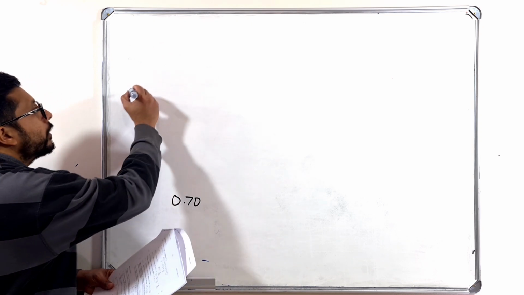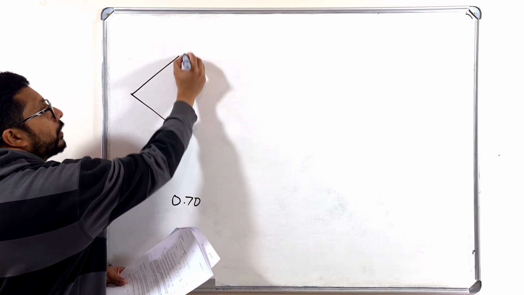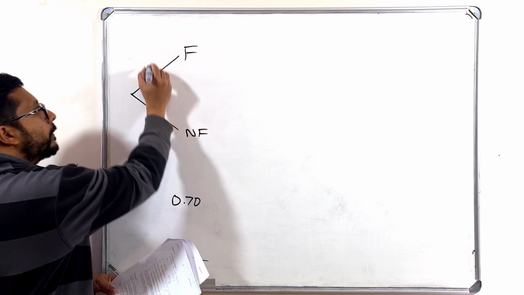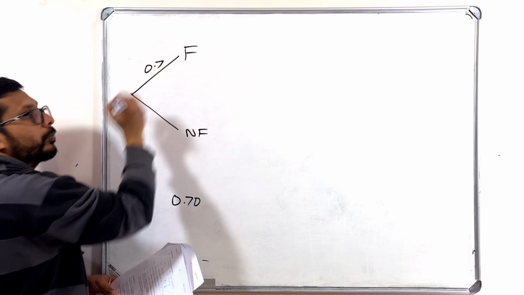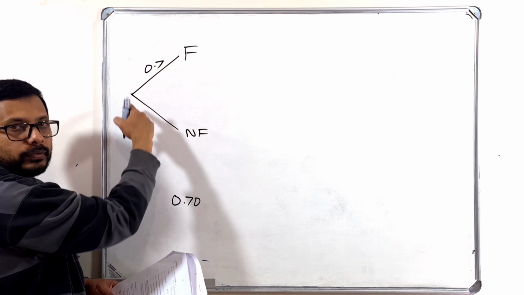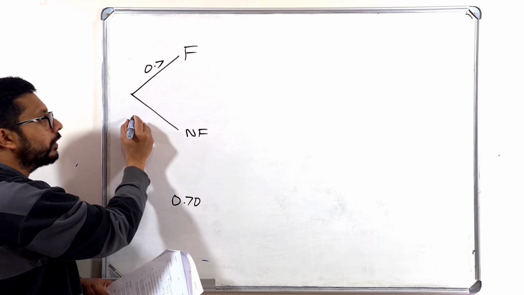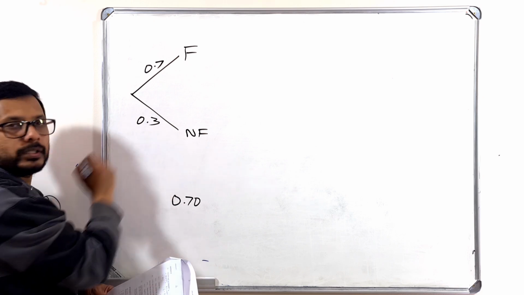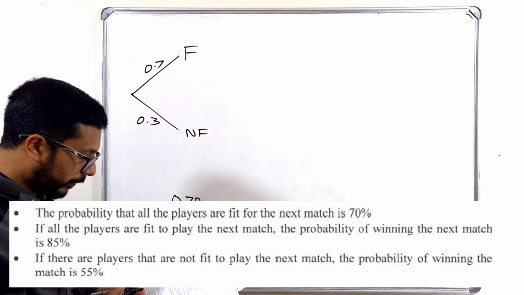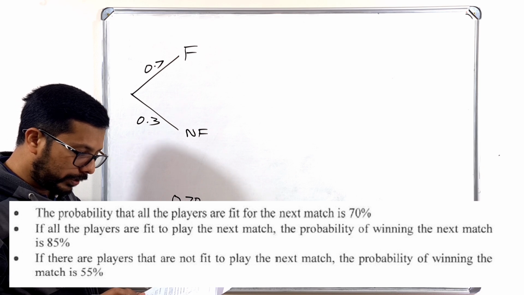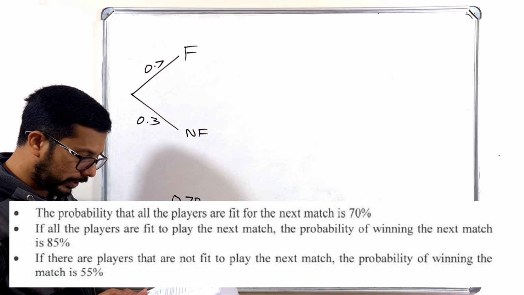So it means the probability of fit, and this is not fit. This is 70%, that means 0.7. If this one is 70%, then what is the probability of not fit? That is the remaining, 30%. 30% means 0.3. Then if all the players are fit to play the next match, the probability of winning the next match is 85%.